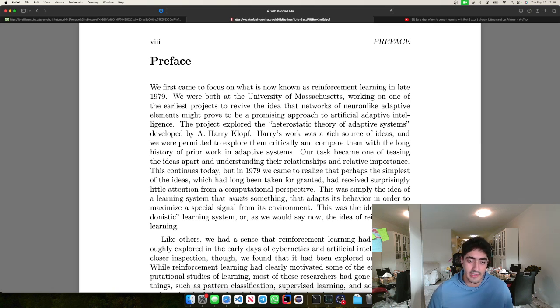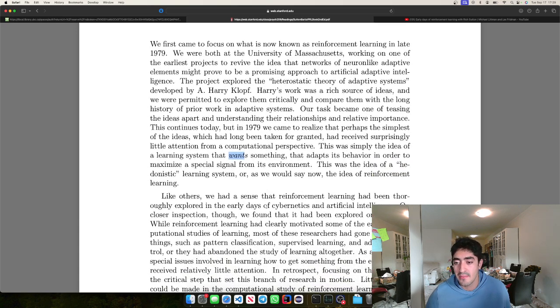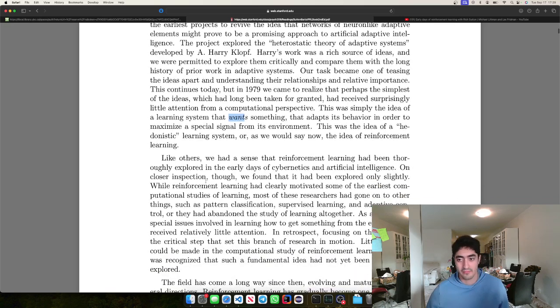This continues today, but in 1979 we came to realize that perhaps the simplest of the ideas, which had long been taken for granted, had received surprisingly little attention from a computational perspective. This was simply the idea of a learning system that wants something, that adapts its behavior in order to maximize a special signal from its environment. This was the idea of a hedonistic learning system, or as we would say now, the idea of reinforcement learning.